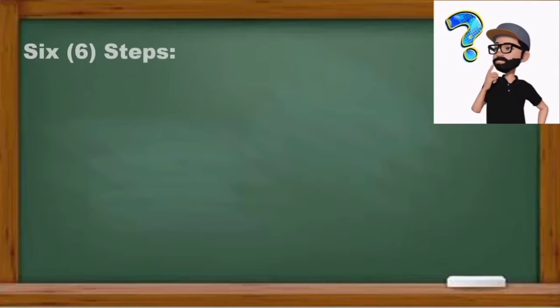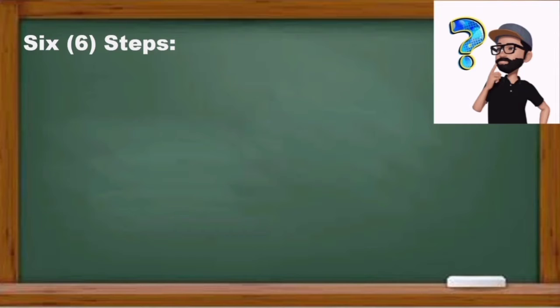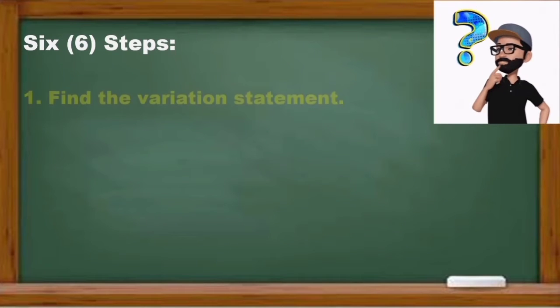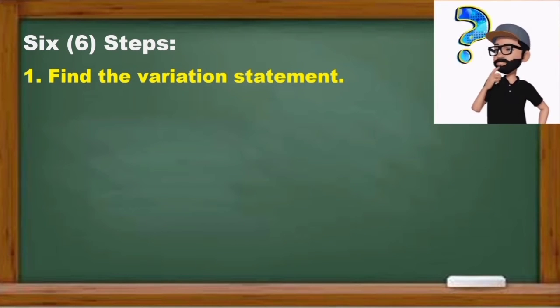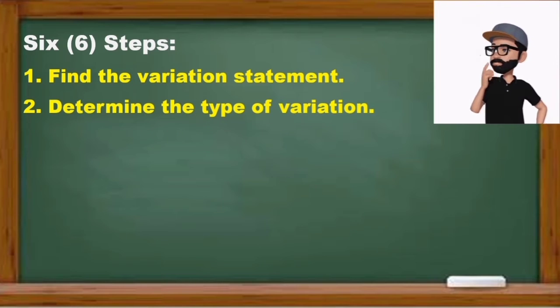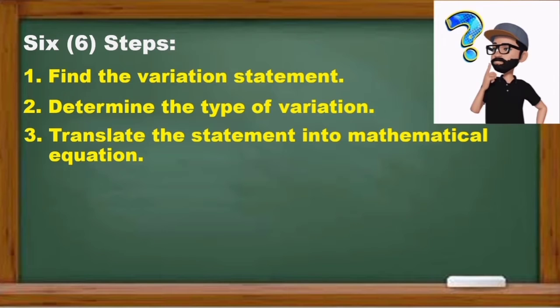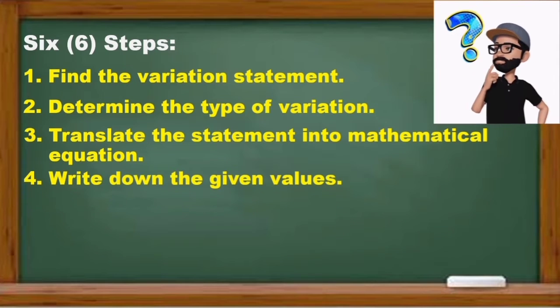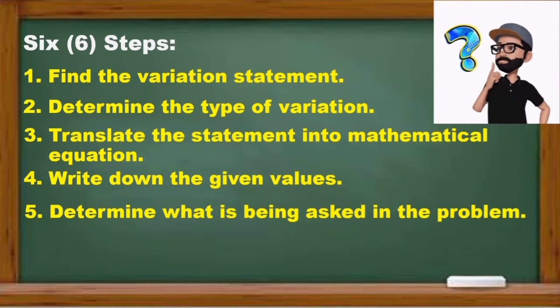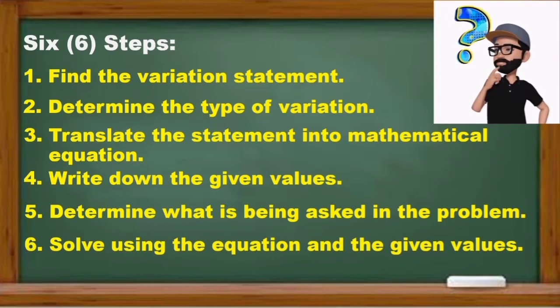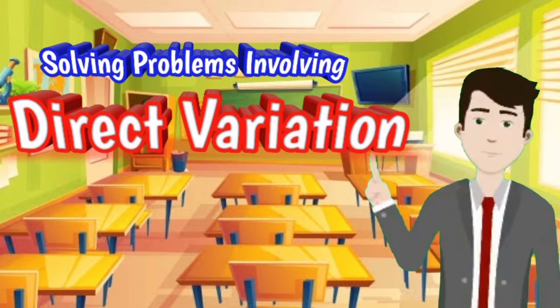To solve a variation problem, we have to follow these 6 steps. Number 1. Find the variation statement. 2. Determine the type of variation. 3. Translate the statement into a mathematical equation. 4. Write down the given values. 5. Determine what is being asked in the problem. And 6. Solve using the equation and the given values. And now, let us try to use these 6 steps in solving a direct variation problem.